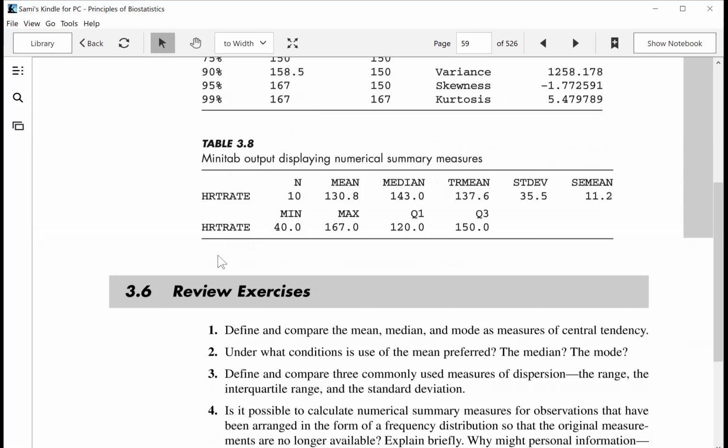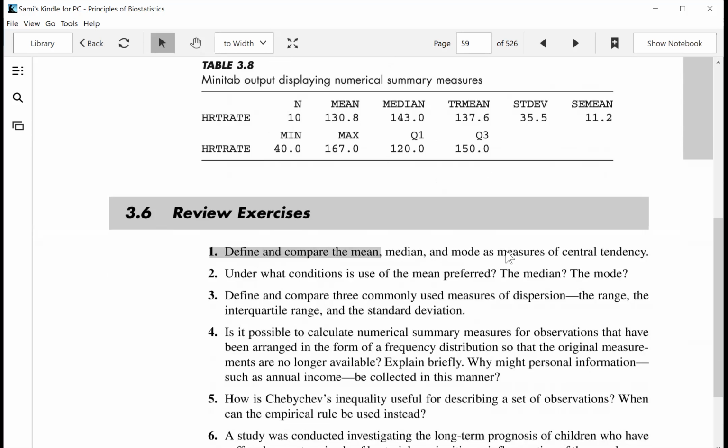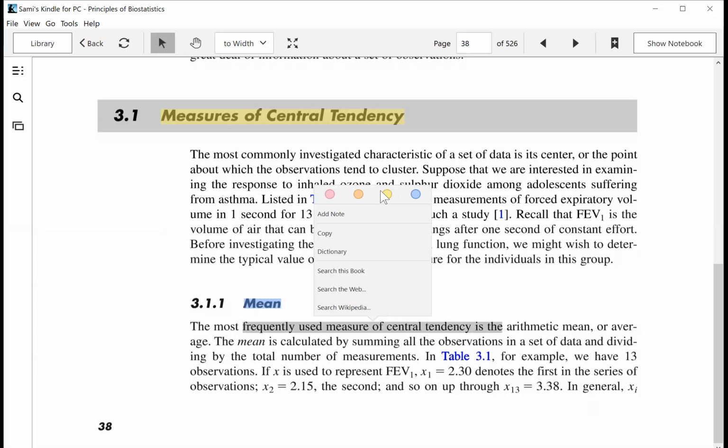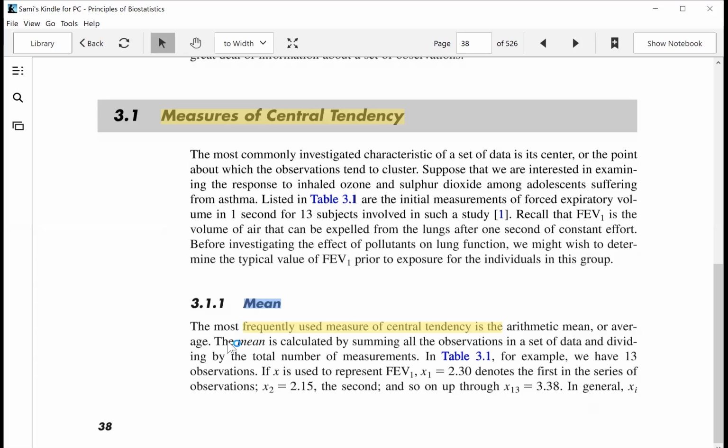So in the review exercises, define and compare the mean, median, and mode as measures of central tendency. So we're going to have to go through their definitions quickly. The mean is the most frequently used measure of central tendency. The mean is calculated by summing all observations in a set of data and dividing it by the total number of measurements. For example, we have 13 observations.